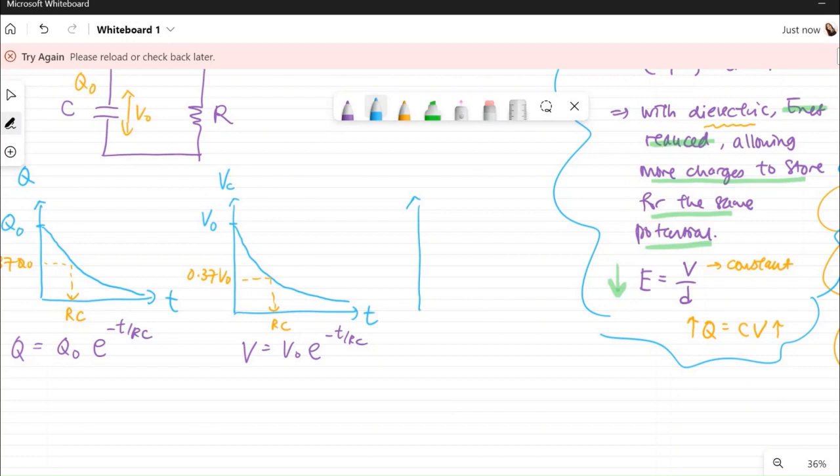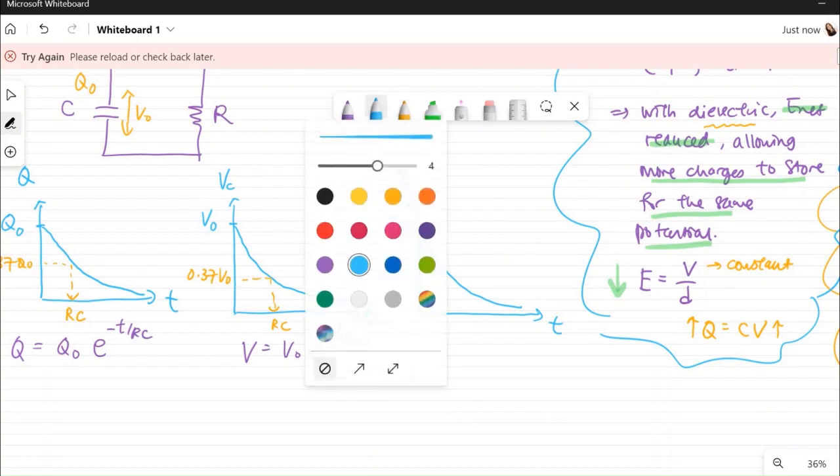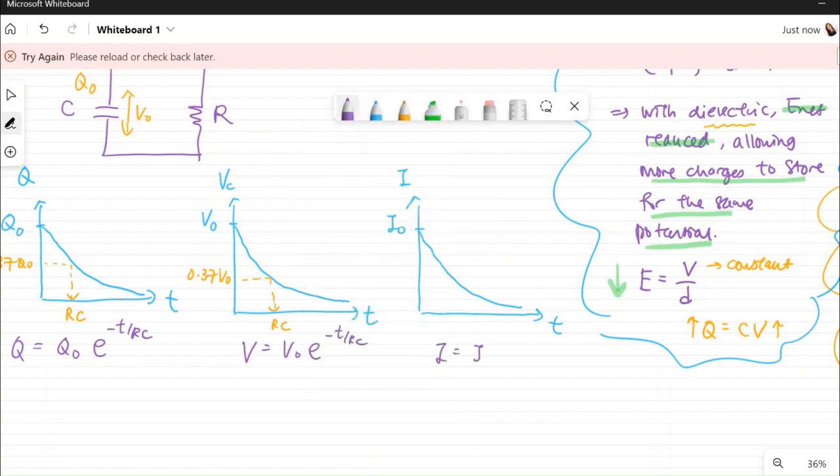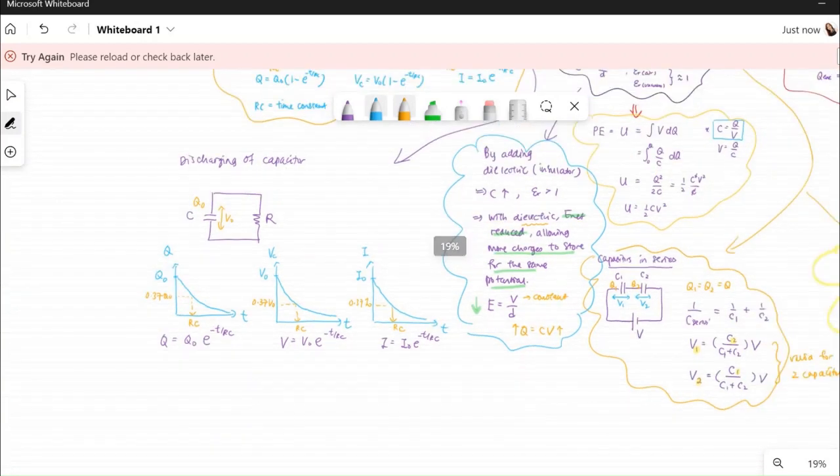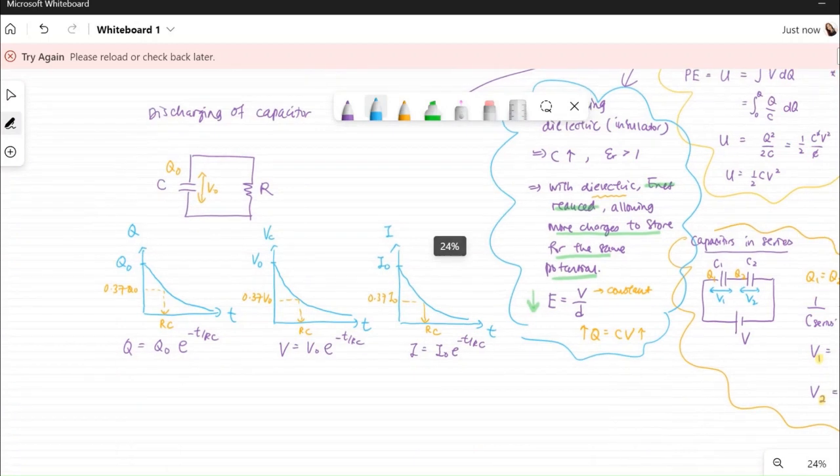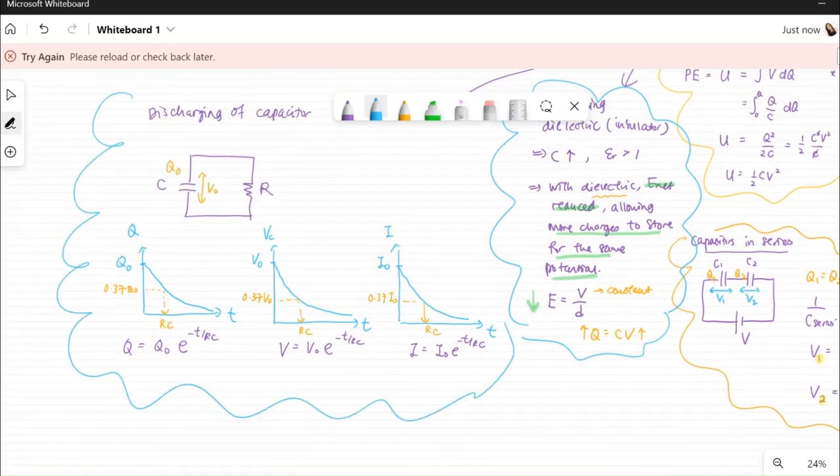Similarly, the current flowing across the capacitor will also drop exponentially from the I0 value, and the expression is I equal to I0 exponential negative T over RC, where RC is the time taken for the current to drop to 37% of the maximum value. So this is the capacitor when it is discharging.